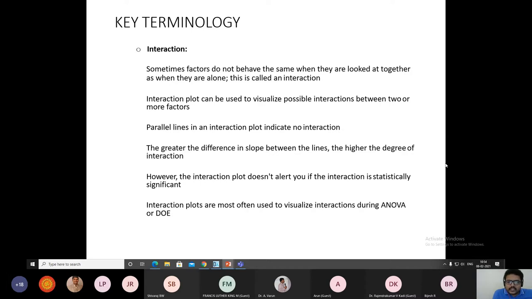However, the interaction plot does not alert you if the interaction is statistically significant, right? Sometimes the interaction may be statistically significant, and sometimes you will also find that the interaction is statistically insignificant. That also can be noted. Interaction plots are most often used to visualize interactions during ANOVA or DOE, right? While performing analysis of variance or design of experiments, you will observe this interaction.